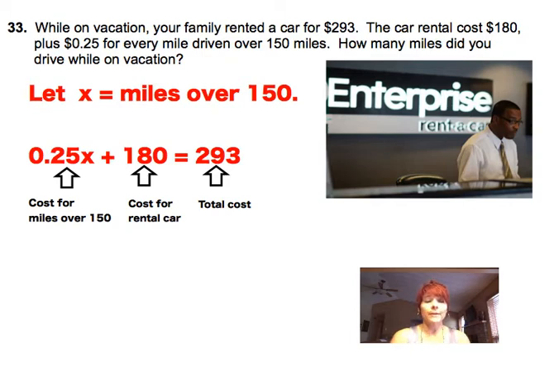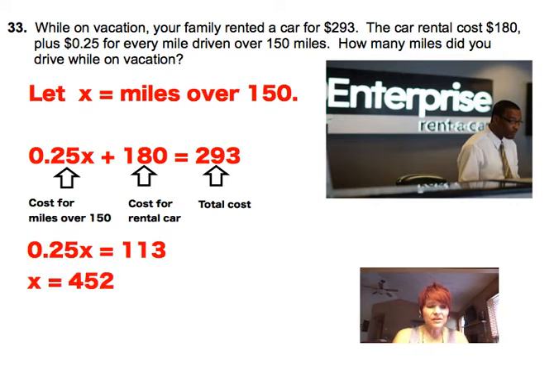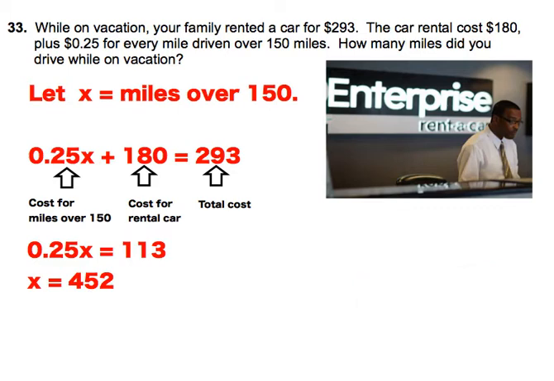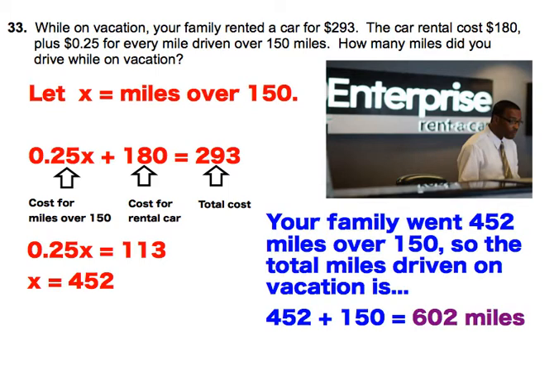So that's my equation. Now I'm going to subtract 180, and then I divide by 0.25, so I find out that x equals 452. That leads us to, the family went 452 miles over 150. So then the total miles driven is 452 plus the 150 that you got without any fees, so it would be a total of 602 miles.